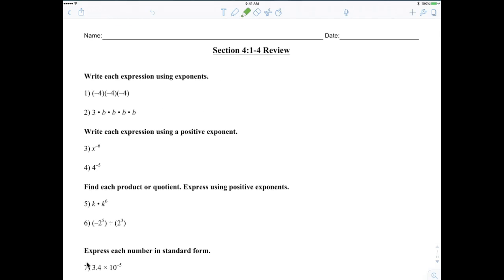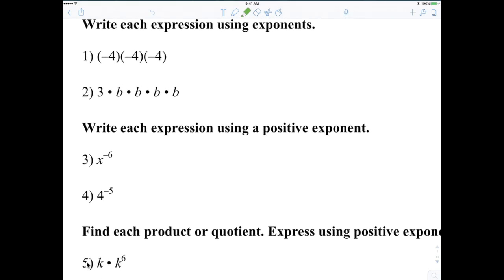All right. Write each expression using exponents. I'm pretty comfortable with that. Make sure you know that is -4 to the what? Yes, -4 to the third.